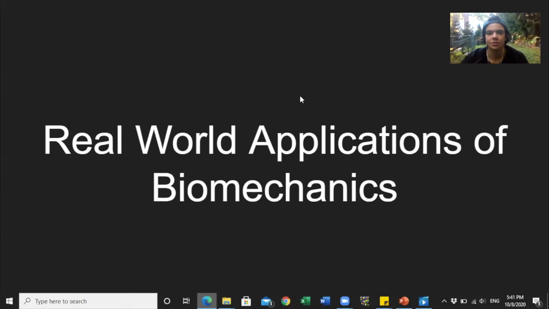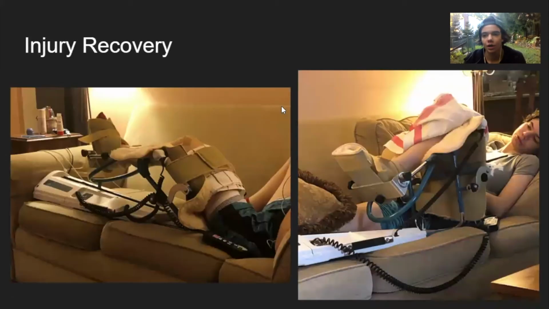All right, hi guys. So I'm going to talk about 2 real-world applications of biomechanics. So a main area of biomechanics is injury recovery. So I had knee surgery and I had to get this device that would passively move my leg up and down. So as I sat there and relaxed, it would move my leg from the down position all the way up to this flex position. So biomechanics is really useful in creating models that can reflect how the human body functions, so that machines can be created to reflect these motions. So devices like these that reflect how the leg can move up and down can be created accurately.